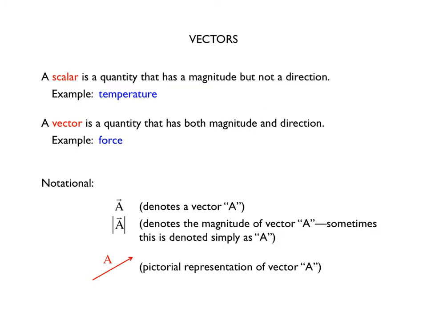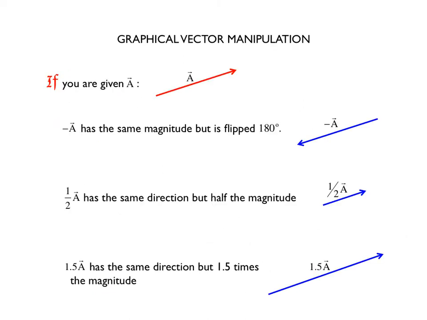Notationally, vectors are usually denoted with a letter and an arrow over the letter. If you want to denote just the magnitude without the direction, you put an absolute value sign around it. If you want to show the vector pictorially, you normally use an arrow pointing in the direction of the vector. Okay, operations that you might have to deal with.